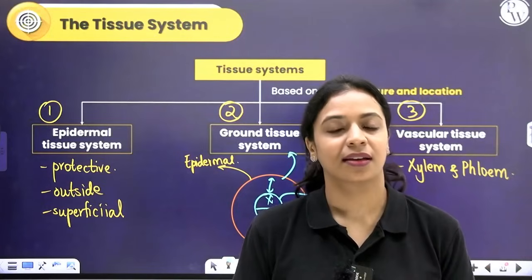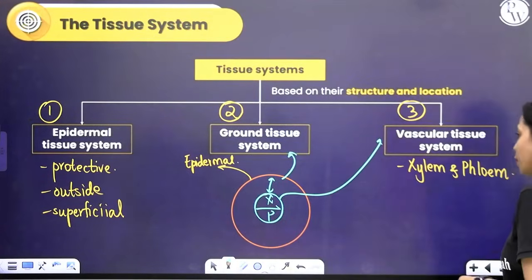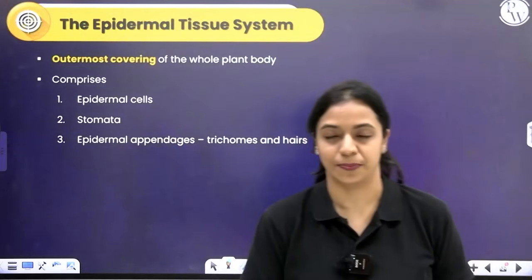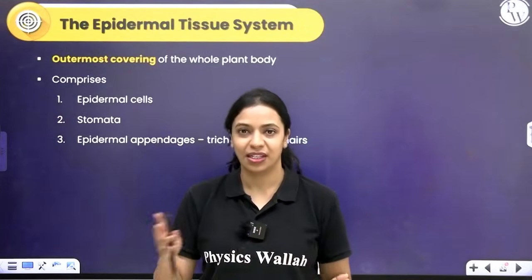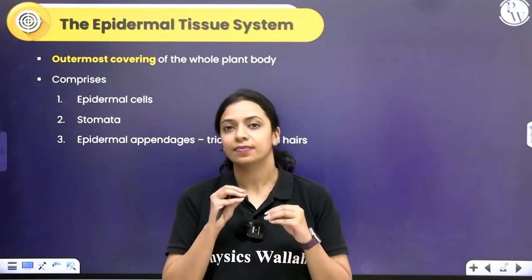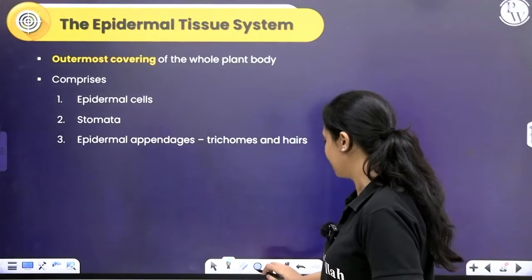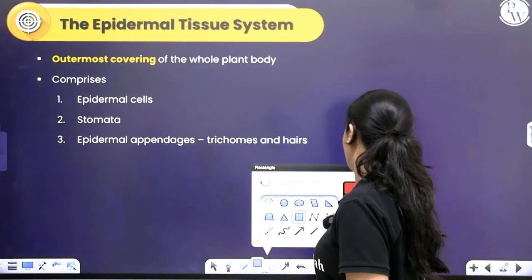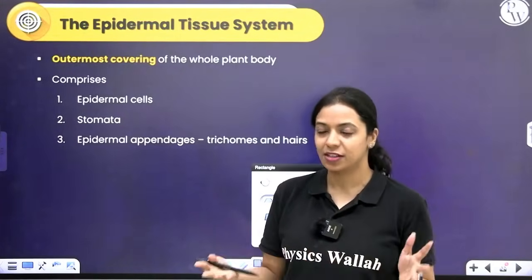Everything else is the ground tissue system. Now let's learn about each of these one by one, starting with epidermal tissue system. Regardless of which plant part we are looking at, root, stem, leaves or any part of the plant, the outermost covering, outermost layer is always going to be the epidermal tissue. In the epidermal tissue, basically it is protective in function.